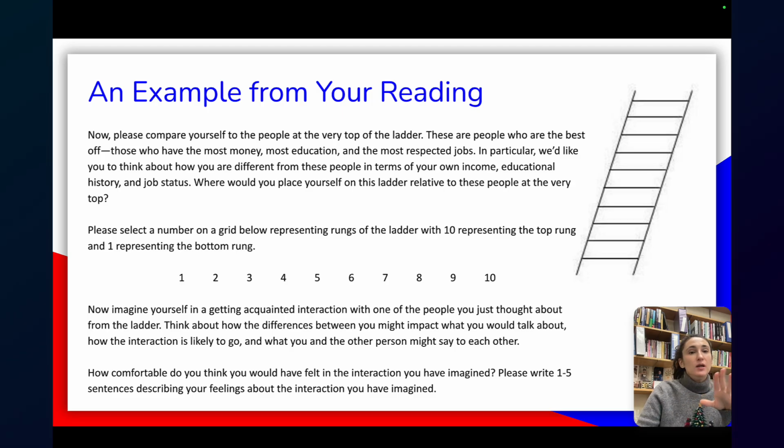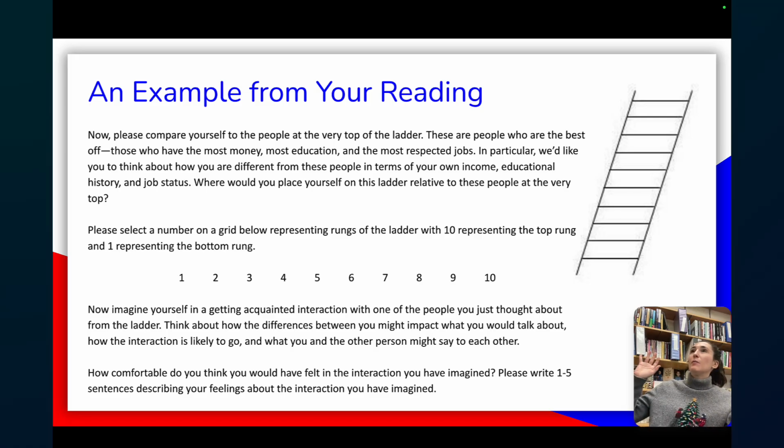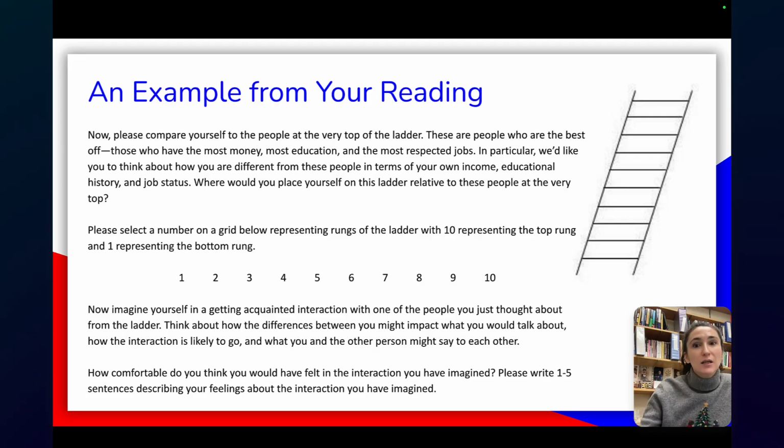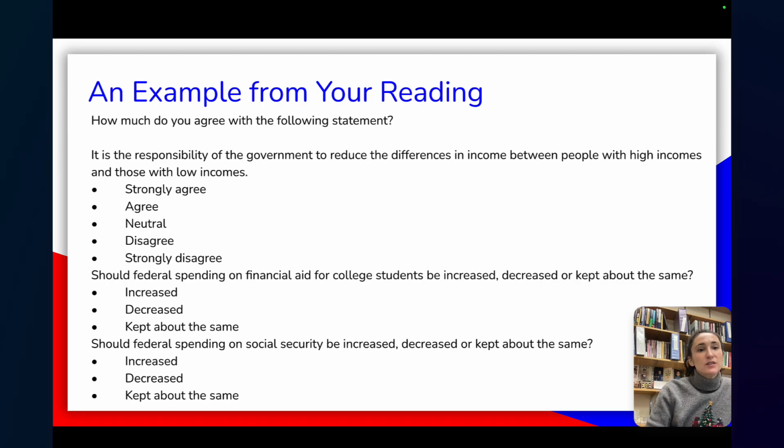Okay, so in the first treatment, you're asked to look down and think about people lower on the income ladder, and then how you think an interaction might go with them. And then you're asked to think about people higher up on the income ladder and how you think that social interaction might go in a getting acquainted situation, okay? Then they ask questions about social policy preferences.